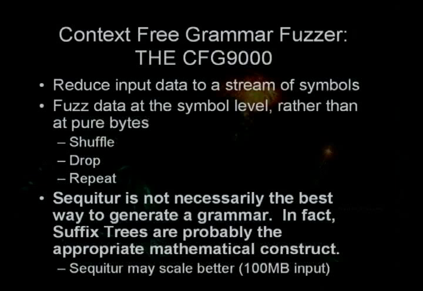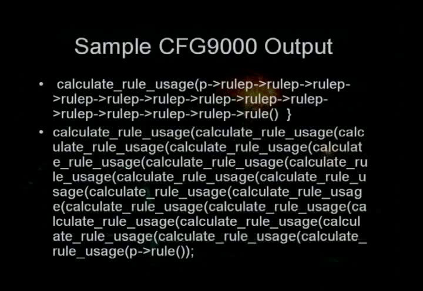In fact, Sequitur might not even be the right tool set to use. There's a mechanism called suffix trees that the Protos guys are using. Protos, as you may or may not know, destroyed every single SNMP implementation in existence. They're good guys. I'm messing around. But Sequitur may scale better. I don't know of anything else that can find patterns in 100 megs of input without caring.